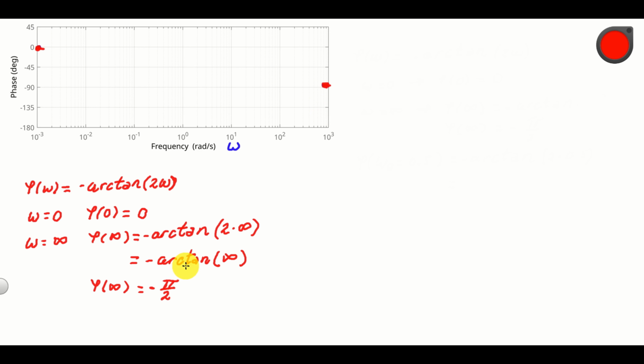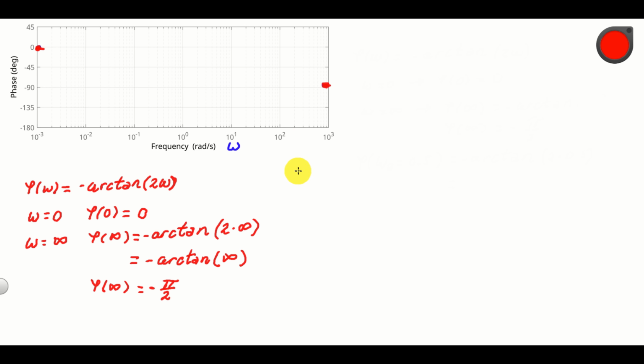Next, we know that the arctan function is actually an increasing function of the argument. However, since we have a minus sign over here, we will have a decreasing function. Consequently, our phase should continuously decrease from 0 to minus 90. Next, let's select a third point in order to be able to sketch our phase.